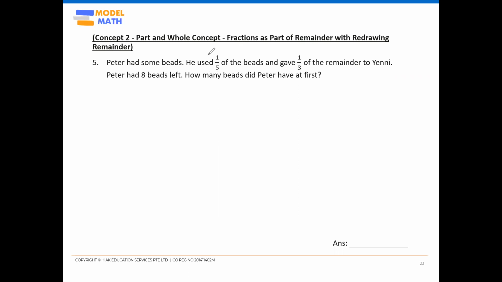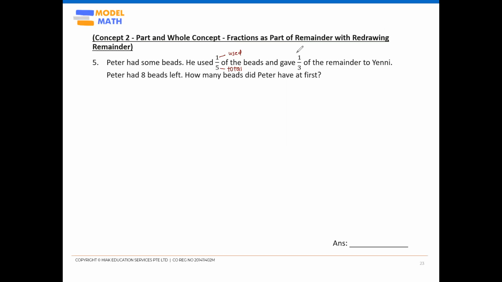Let's look at the first fraction. He used 1/5 of the beads. So the 1 here refers to what he used. What about the 5? I usually look at the keywords after "of". So "of the beads" means of the total beads. So the 5 here represents the total beads.